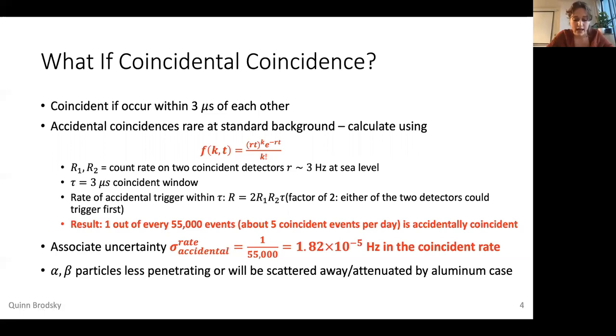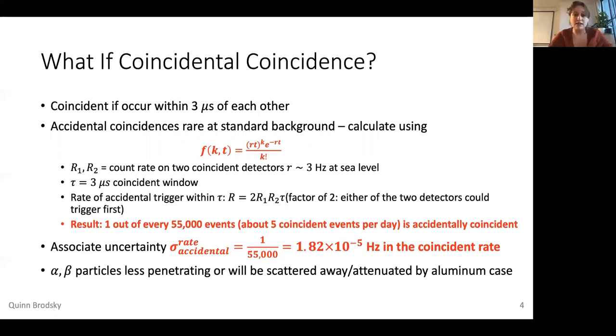And if you plug this into the probability distribution, you see that 1 out of every 55,000 events should be an accidental coincidence. And this results in about 5 coincident events per day. So we associate an uncertainty with this of sigma rate accidental of this 1 over 55,000 in the coincident rate. And we'll take this into account when we talk about our uncertainties a little bit later.